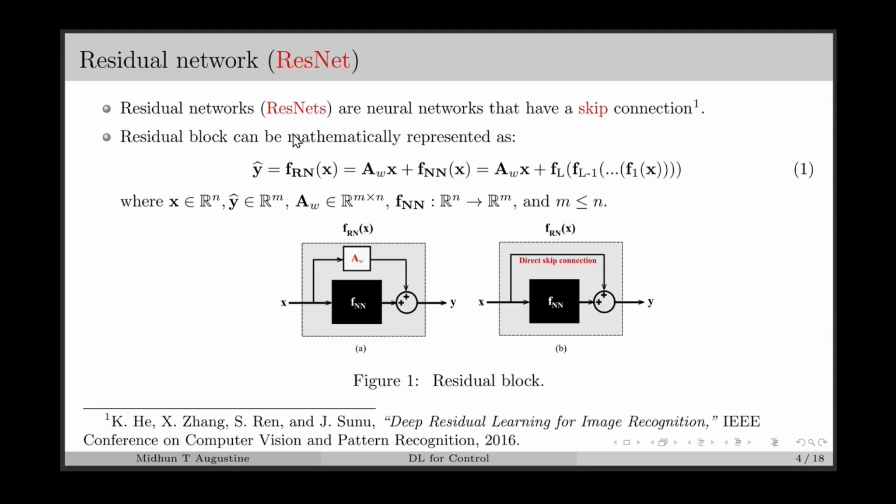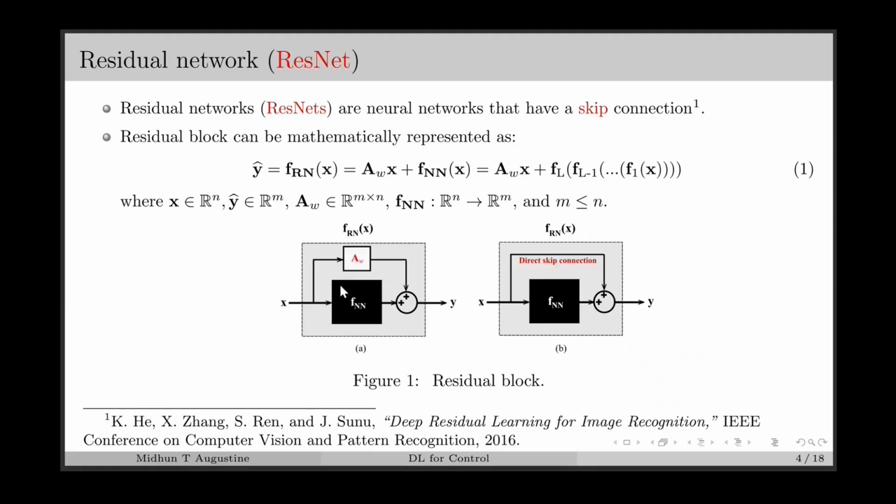In general, residual networks or ResNets are neural networks that have a residual or skip connection. We can represent a residual connection as in equation 1, where we can either have a direct skip connection as shown in this figure, or we can also have a skip connection with a linear weight as shown in this figure.